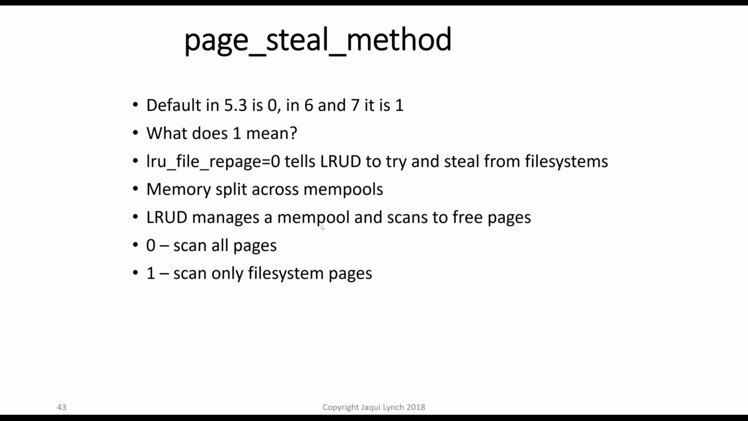Every memory pool has an LRU daemon, and the purpose of that LRU daemon is to manage that memory pool. It will scan the memory pool looking for free pages to free up when it needs pages. If it's set to 0, it basically scans all the pages, so both your persistent and your dynamic pages are all in one pool. If you have it set to 1, it's going to scan only the file system pages to look for free memory. If it has to, it'll go look at the other ones, but hopefully it fulfills its needs from the file system. So that's what is set in 6 and 7.